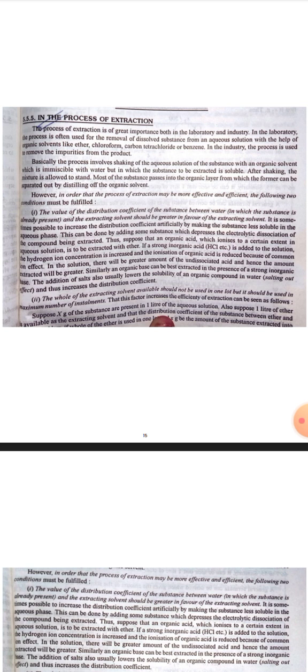It is sometimes possible to increase the distribution coefficient artificially by making the substance less soluble in the solvent from which it is being extracted. Thus, suppose that an organic acid which ionizes to a certain extent in aqueous solution is to be extracted with ether. If a strong inorganic acid is added to the solution, the hydrogen ion concentration is increased and the ionization of the organic acid is reduced. Because of the common ion effect, there will be a greater amount of undissociated acid, and hence the amount extracted will be greater.